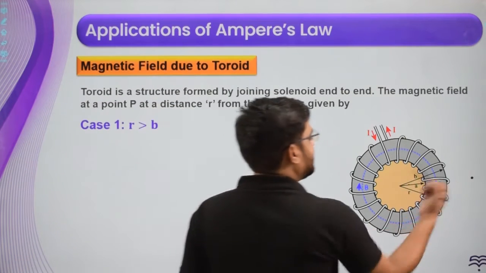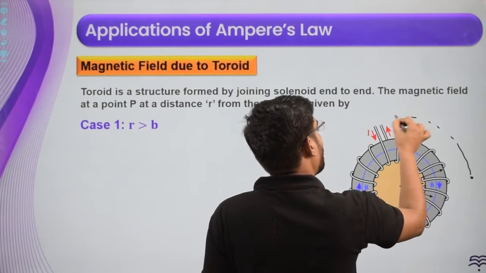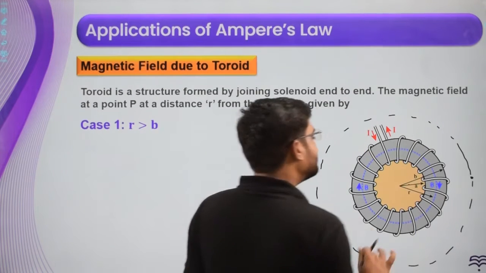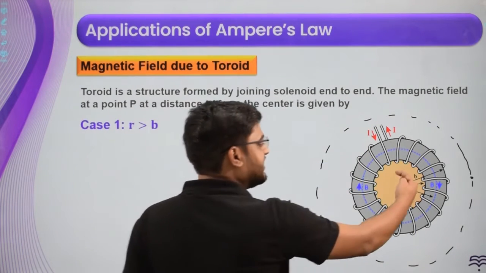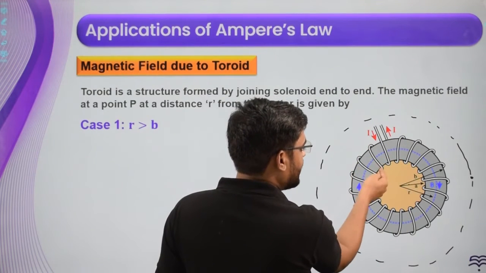So for this situation, I am saying draw the Amperean loop like this. Now if you see, this is basically a 3D picture. So the current is, let's say, going in, then coming out, going in, coming out.